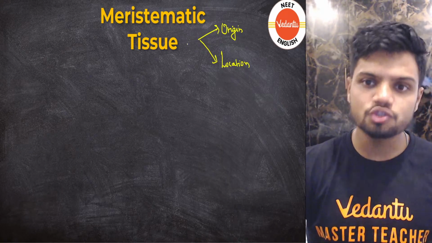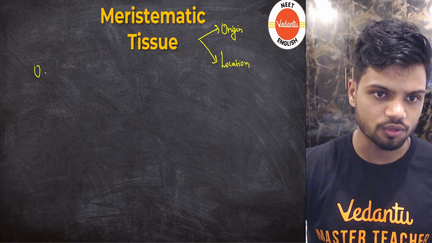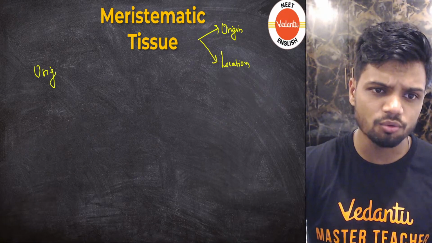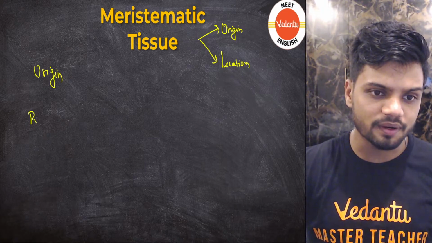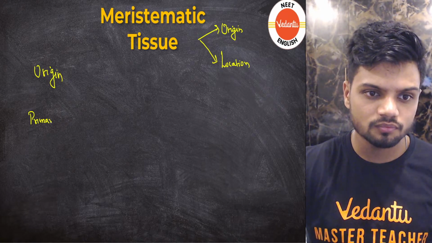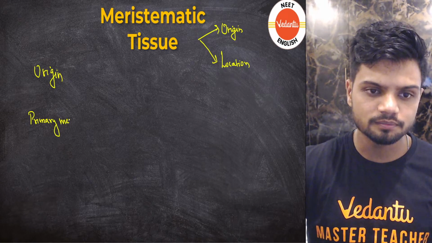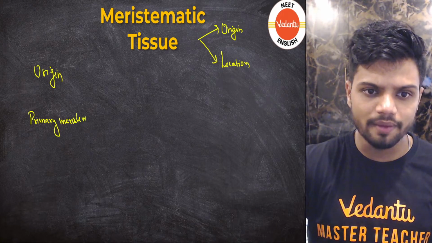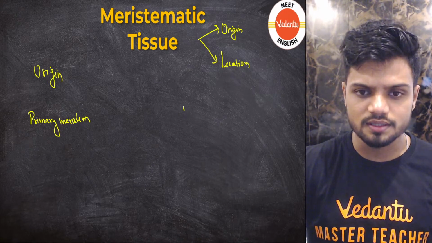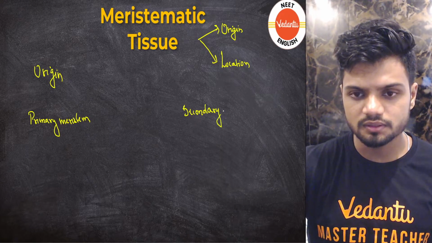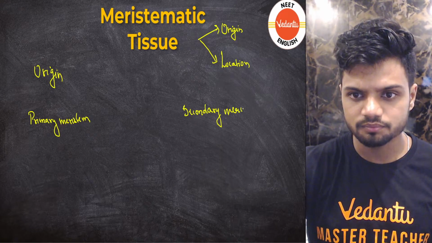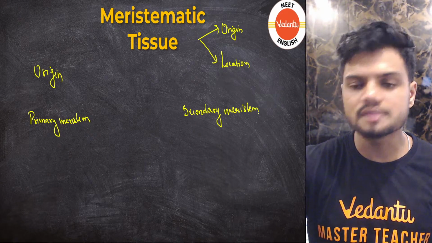Ready? Now, meristematic tissue based on origin. First, we'll understand based on origin. Based on origin, we have two main categories. One is called primary meristem. The other one is called secondary meristem. Now, what is the difference between primary and secondary meristem?